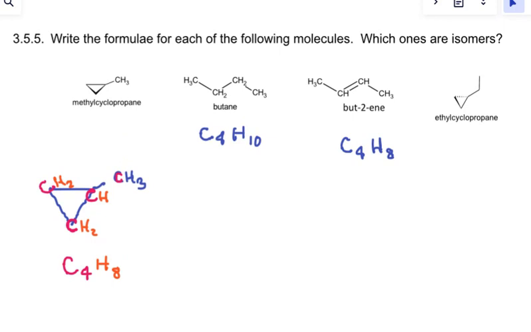And on this last thing over here, ethyl cyclopropane, again we have a triangle, and then we have an ethyl group coming off it, like so. So each of these corners is a carbon. 1, 2, 3, 4, 5. So our formula is C5 something.